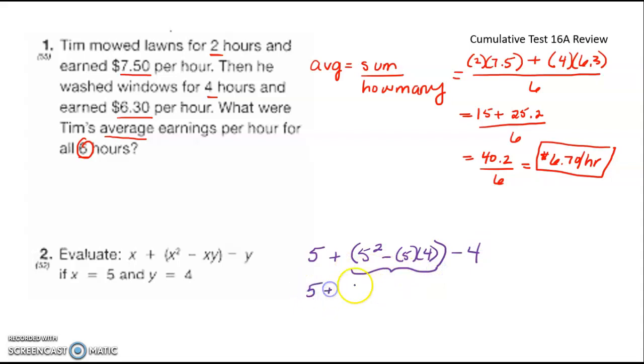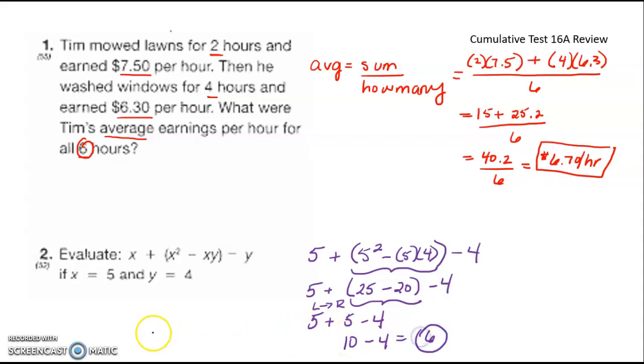So my 5 is going to hang out there. This is 25 minus 5 times 4 is 20, minus 4. We're still going to do this first. 5 hangs out, the minus 4 hangs out, so 25 minus 20 is 5, minus 4. Now, since it's addition and subtraction, we can do left to right. So I have 5 plus 5 is 10, minus 4, which is 6.